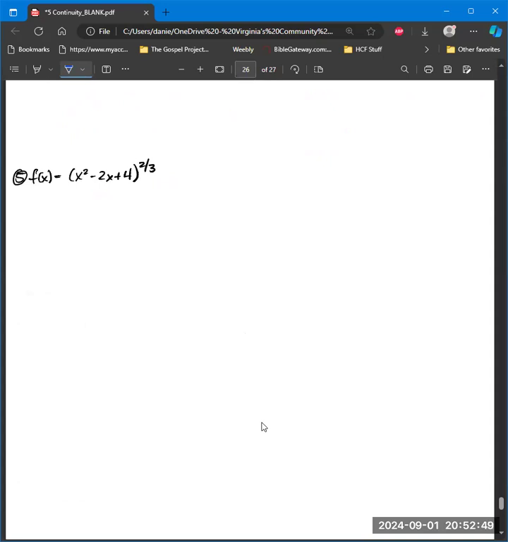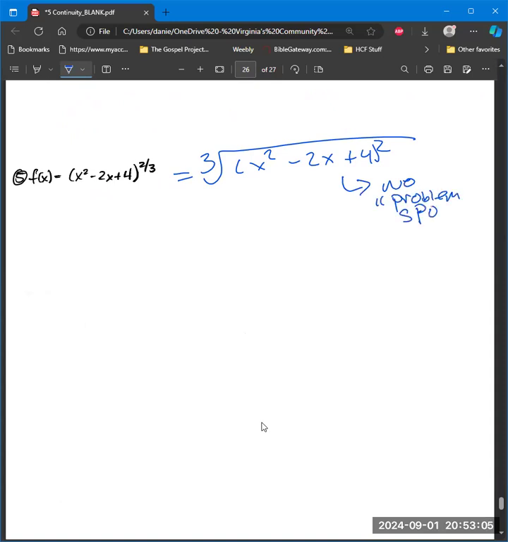Let's skip down here to f of x is equal to x squared minus 2x plus 4 to the 2/3. So this really looks like the cube root of x squared minus 2x plus 4, squared. There's no problem spots for that because it's a polynomial that's continuous everywhere. And this is odd. So our interval of continuity is going to be -infinity to infinity.